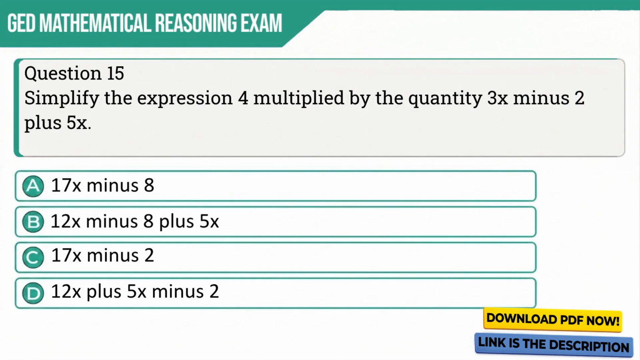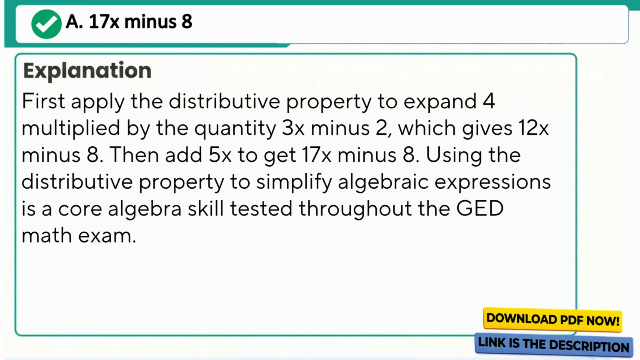Question 15. Simplify the expression 4 multiplied by the quantity 3x minus 2, plus 5x. A. 17x minus 8. B. 12x minus 8 plus 5x. C. 17x minus 2. D. 12x plus 5x minus 2. Correct answer, A. 17x minus 8.